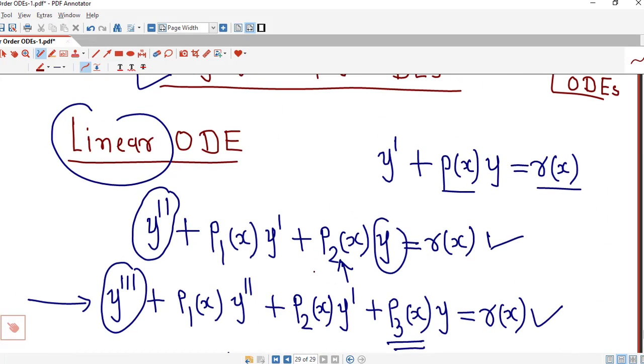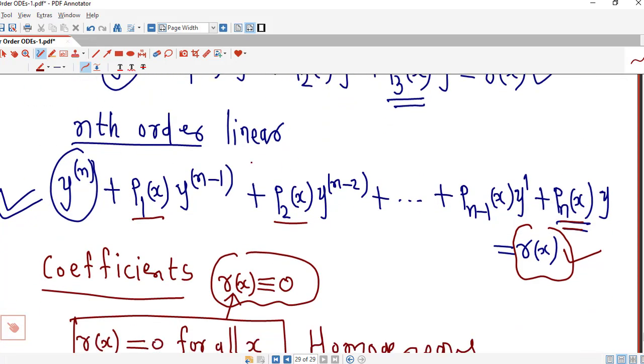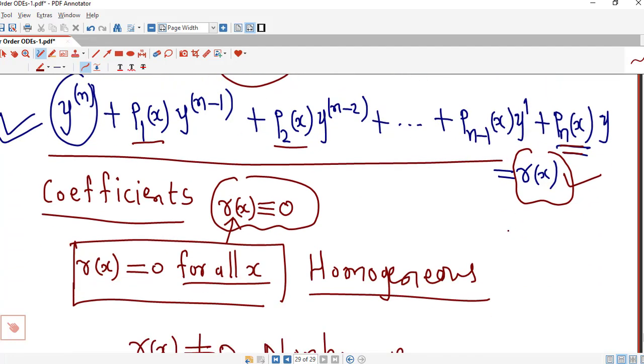So these are different characterizations which are required to understand methods of solving higher order ordinary differential equations. We will remember all these things. A differential equation is called linear if it can be written in this form. Again, all these functions p1(x), p2(x) up to pn(x) are known as coefficients of the equation. If the right hand side is 0, this equation is known as homogeneous.